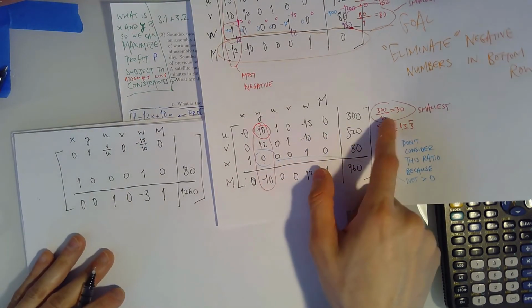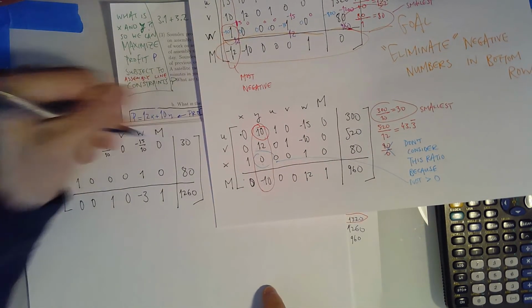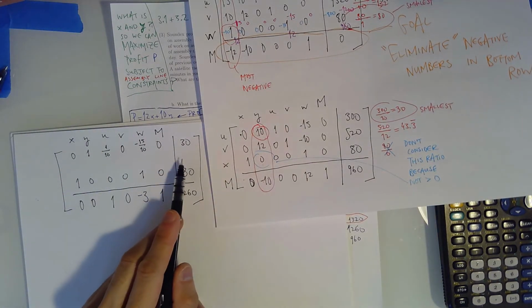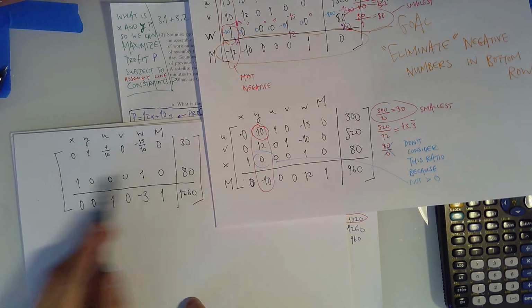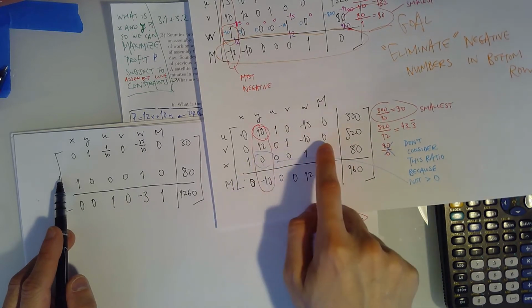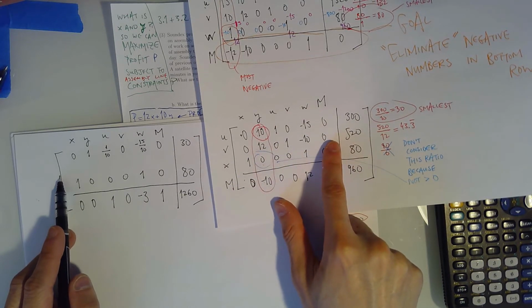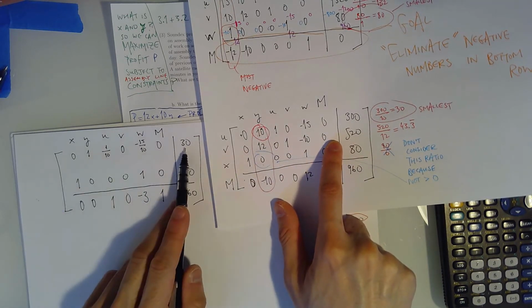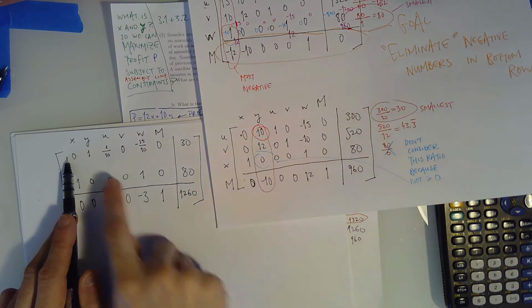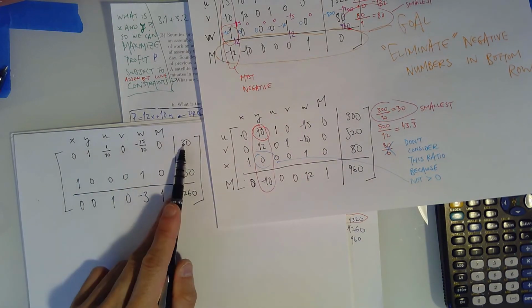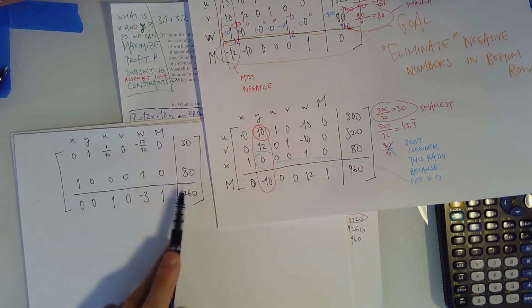300 divided by 10 is 30, as we saw here, okay? So now we just have to figure out this row here, and then we will be done, okay? So we have to figure out this row. Now to figure out this row, since we divided this one by 10, we can multiply this by negative 12, and then add them together, okay?